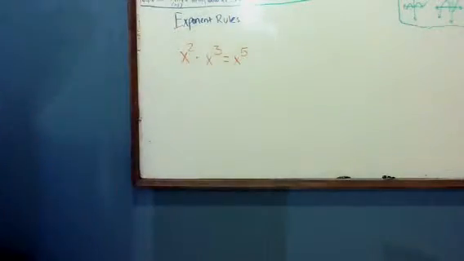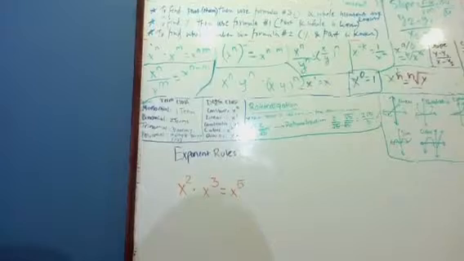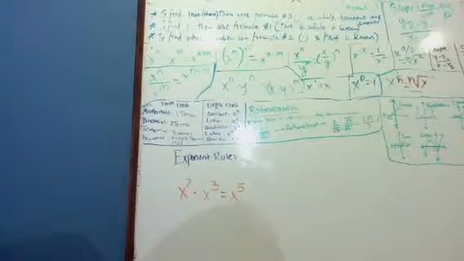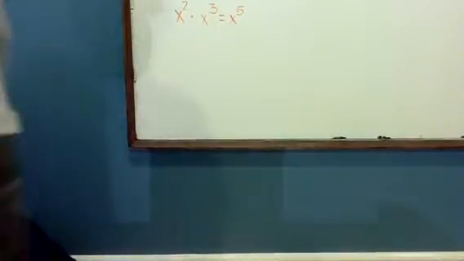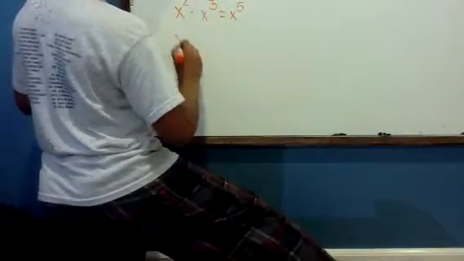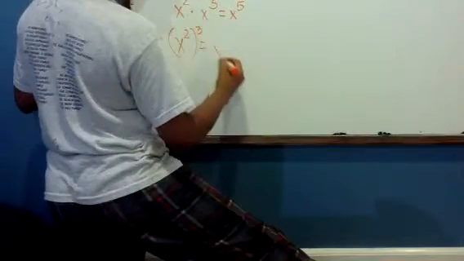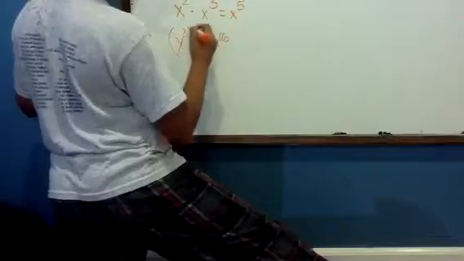Okay? Second rule. Alright. Let's do this. x to the n in parentheses to the power of m equals x to the n times m. Okay, sounds cool. x to the n to the m is not x times n to the m. No, x to the power of n times m. So x squared cubed is the same thing as x to the 6th. Okay, 2 times 3 is 6.